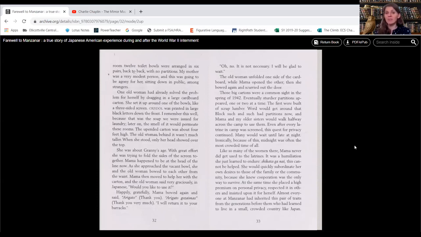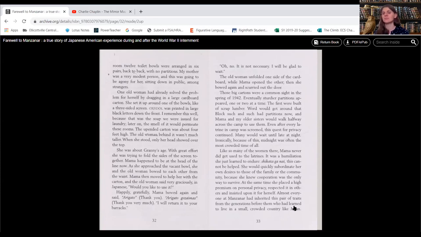Like so many of the women there, Mama never did get used to the latrines. It was a humiliation she just learned to endure. Shikata ganai. This cannot be helped. She would quickly subordinate her own desires to those of the family or the community because she knew cooperation was the only way to survive. At the time, she placed a high premium on personal privacy, respected it in others, and hesitated upon it for herself. Almost everyone at Manzanar had inherited this pair of traits from the generations before them who had learned to live in a small, crowded country like Japan.